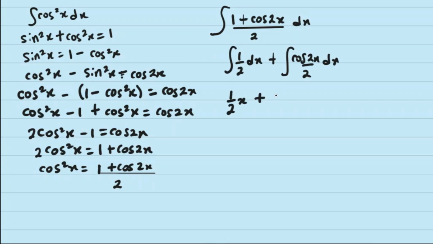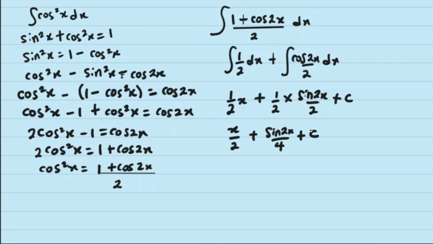Now for this 1 over 2, we factorize 1 over 2 out. If we integrate cos 2x, we are going to get sine 2x over 2. So this will be times sine 2x over 2, an indefinite integral, plus an arbitrary constant c. So we have x over 2 plus sine 2x divided by 4 plus an arbitrary constant c. And that is going to be the final answer.